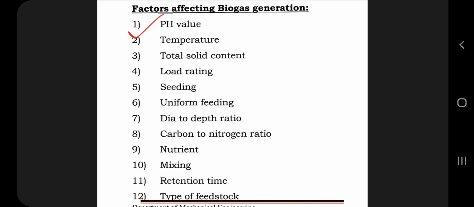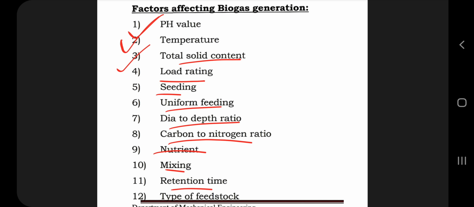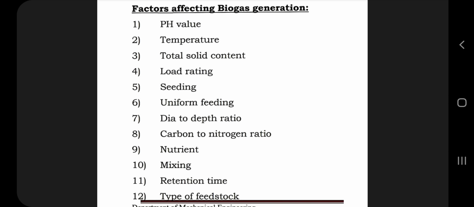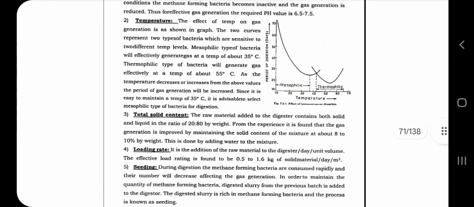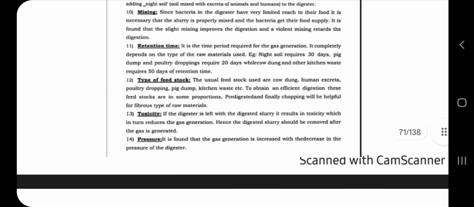pH value, we all know what pH value is, more acidic or more basic. Temperature also affects. Total solid content, how much dung you provide, the loading rate, how much load you provide at a particular moment of time, seeding, uniform feeding, the depth, carbon to nitrogen ratio, nutrient mixing, retention time. But still, if you want the diagrams for each of these or more information, that I have also included here. For each of these you can go through it, fine.